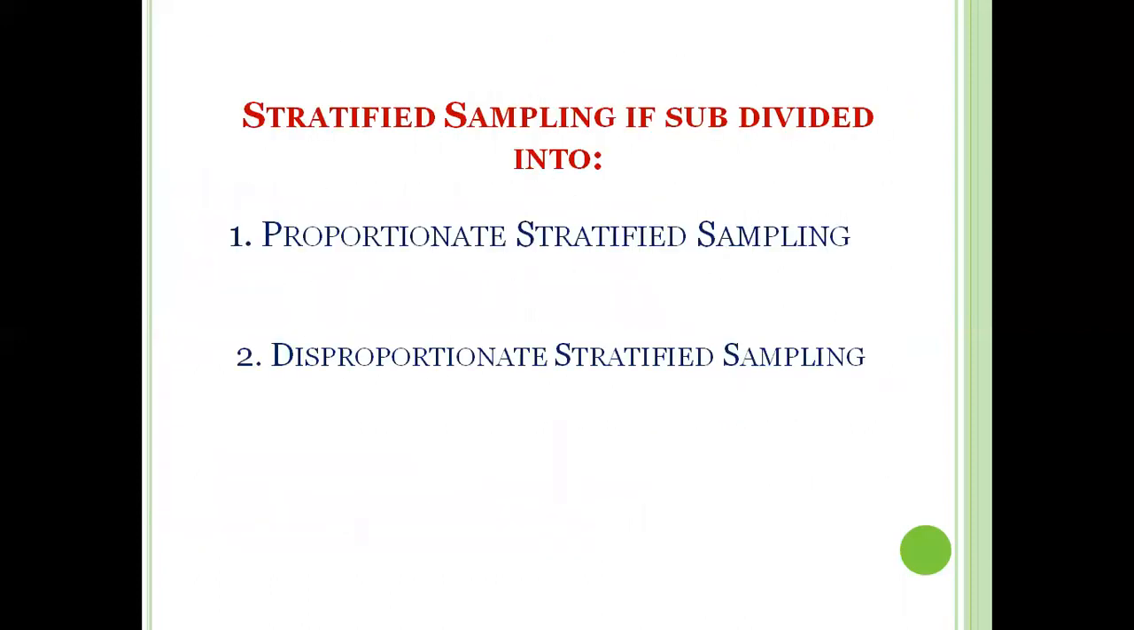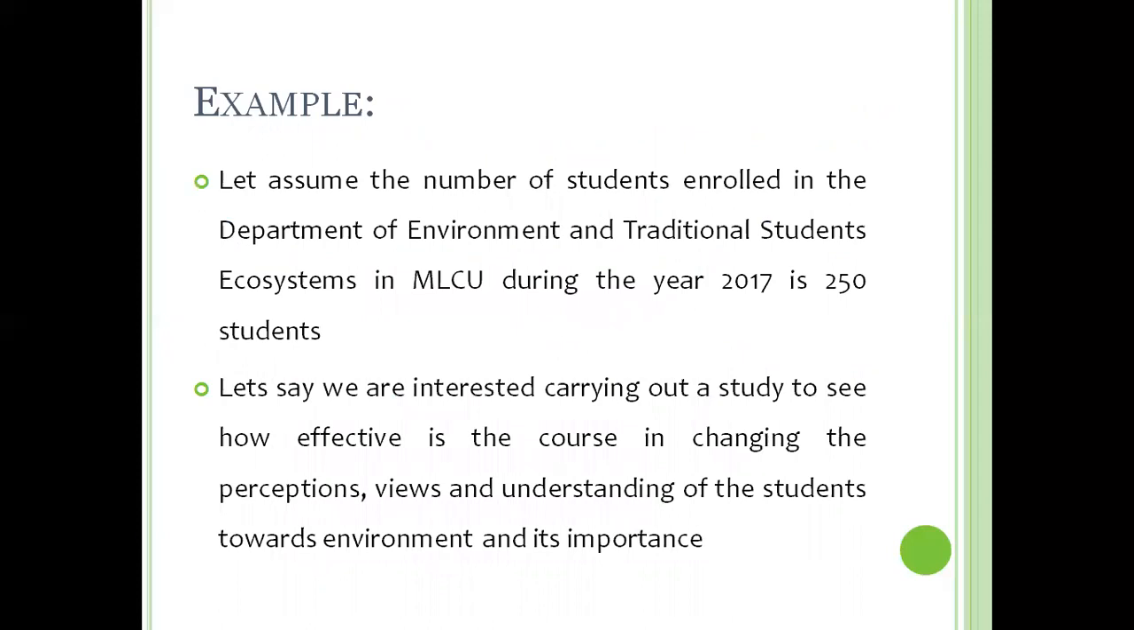Now, however, stratified sampling is further subdivided into two types. One is called the proportionate stratified sampling, and the other is called the disproportionate stratified sampling. And now to understand these two different types of stratified sampling, I'm going to use an example again.